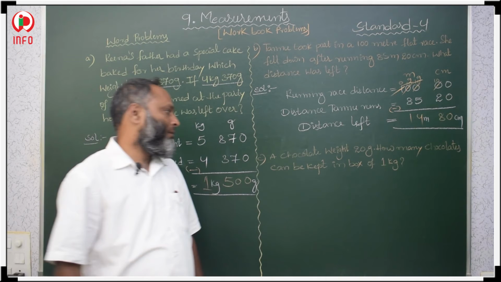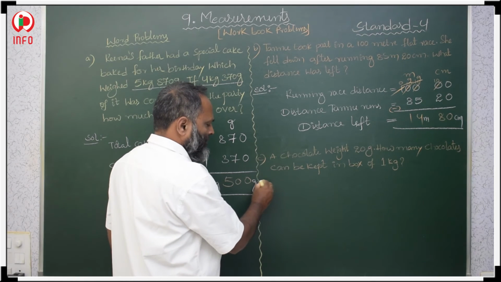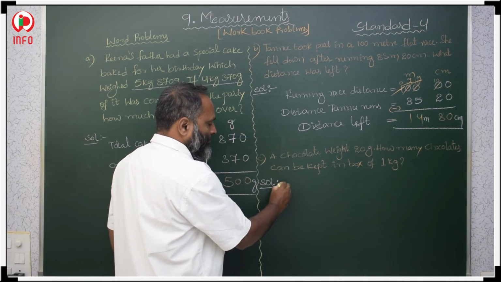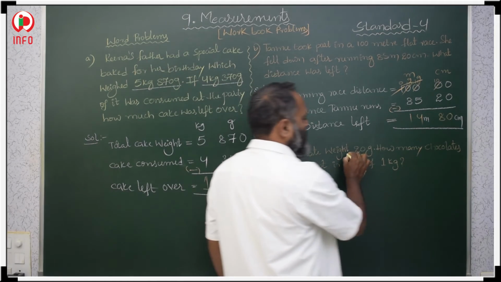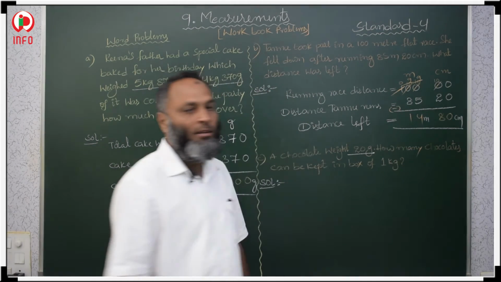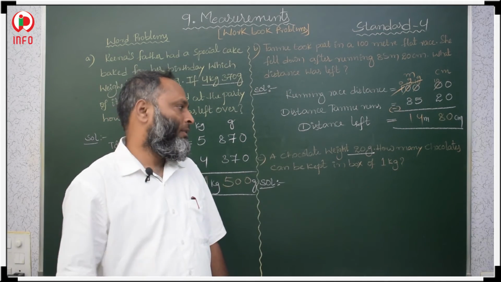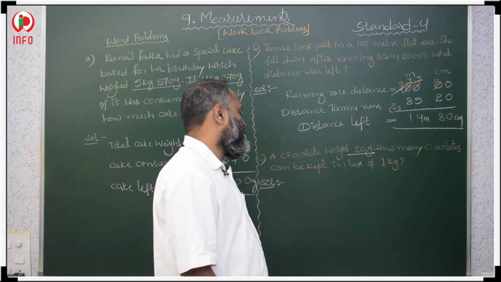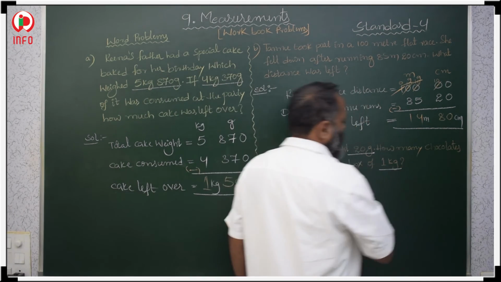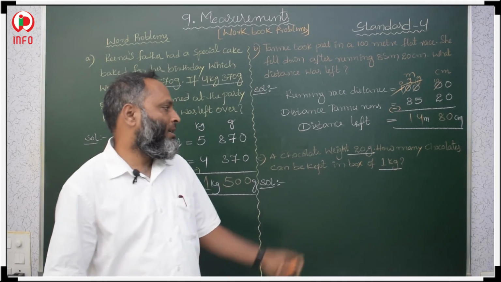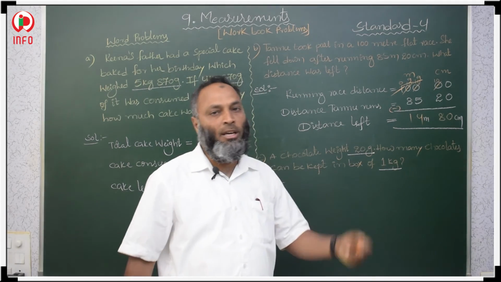Okay. Now the next word problem. One chocolate's weight is given as 20 grams. Then how many chocolates can be kept in a box of 1 kg? In 1 kg, how many such 20 gram chocolates can be kept?